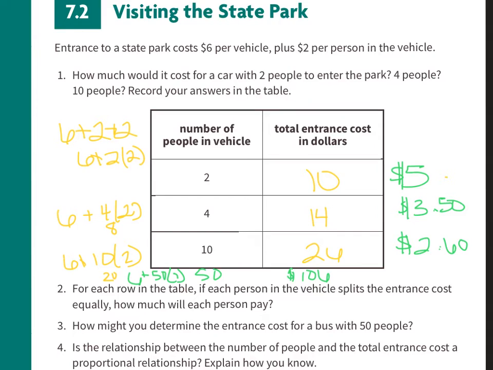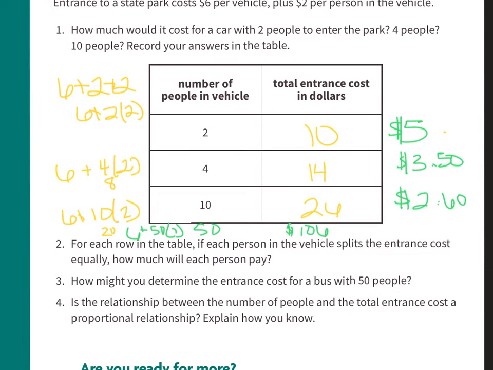Number 4, is the relationship between the number of people and the total entrance cost a proportional relationship? Well, if it were proportional, every time, no matter how many people come into the park, you would each pay the same price. If you notice right here, they don't pay the same price. Okay? Now, because they don't pay the same price, it is not proportional.